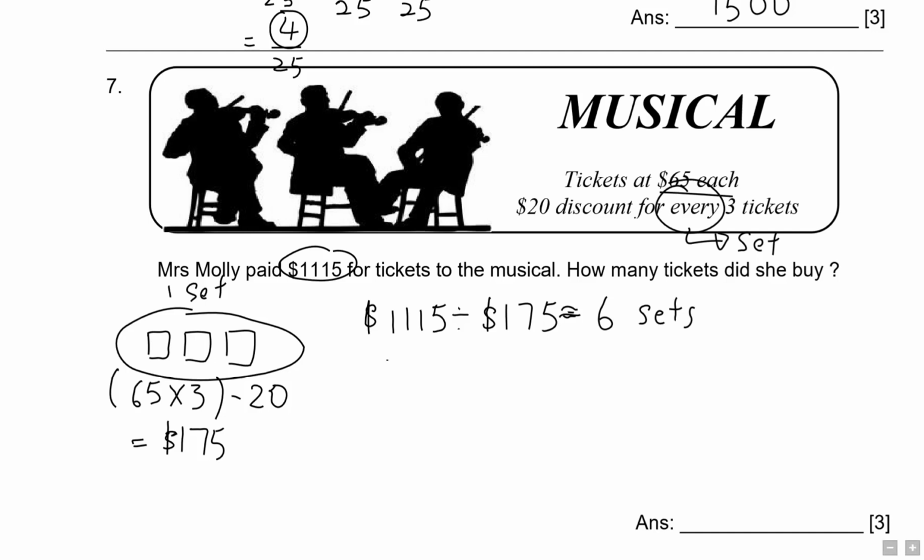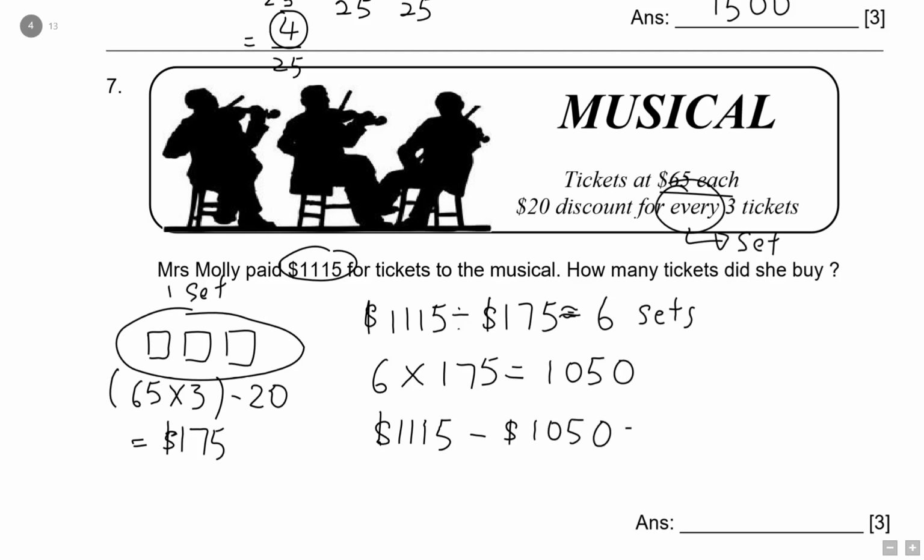Okay, now to buy 6 sets, each set costing $175, she will have to pay $1,050. But she didn't just pay $1,050. In fact, she paid $1,115. So to buy 6 sets, she has to pay $1,050, which gives her a remaining of $65. Alright, now this $65 is just enough for one extra ticket.